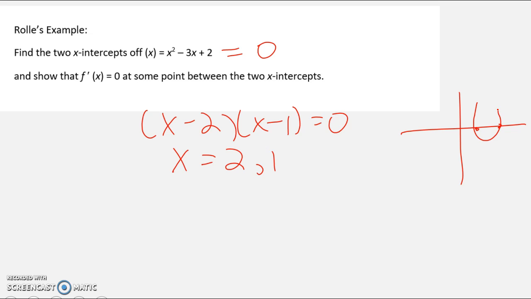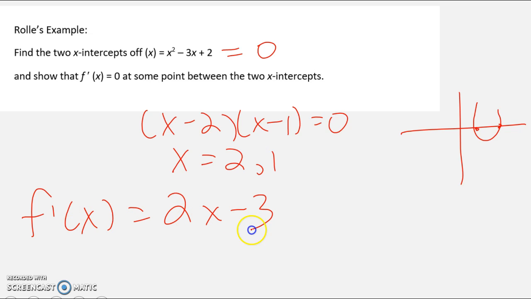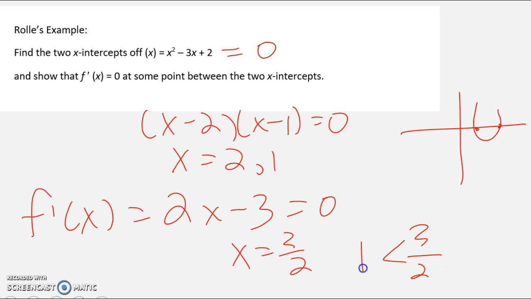So what we now want to show is the first derivative equaling 0. So let's find our first derivative. We get 2x minus 3. When I set that equal to 0, I get x is 3/2. Notice that 3/2 is between 1 and 2. So we just proved that between the x-intercepts 1 and 2, we have another location where the derivative is equal to 0. And it's between those 2 x-intercepts.